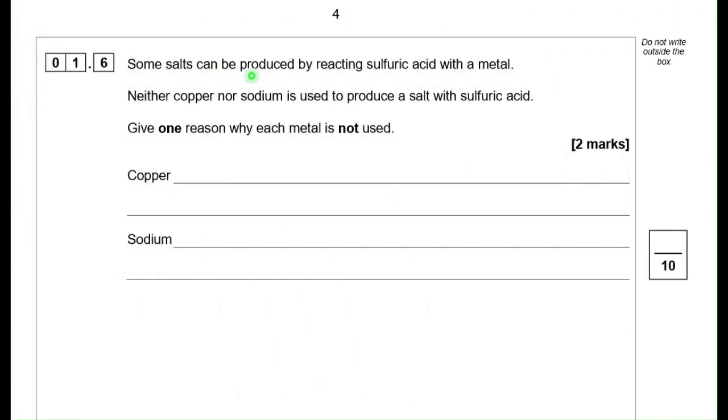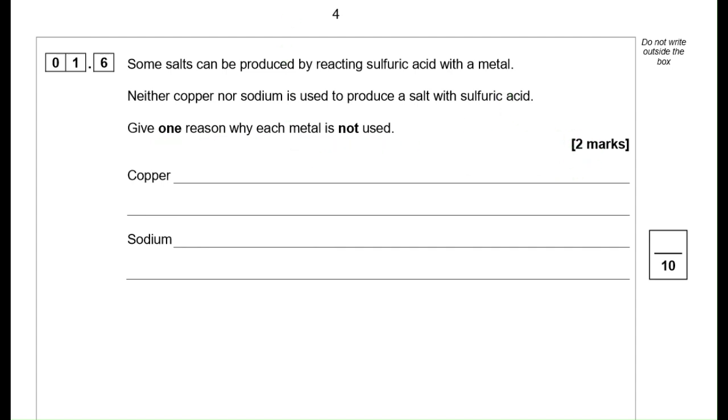Over the page, 1.6. Some salts can be produced by reacting sulfuric acid with a metal. Neither copper nor sodium is used to produce a salt with sulfuric acid. Give one reason why each metal is not used for 2 marks.